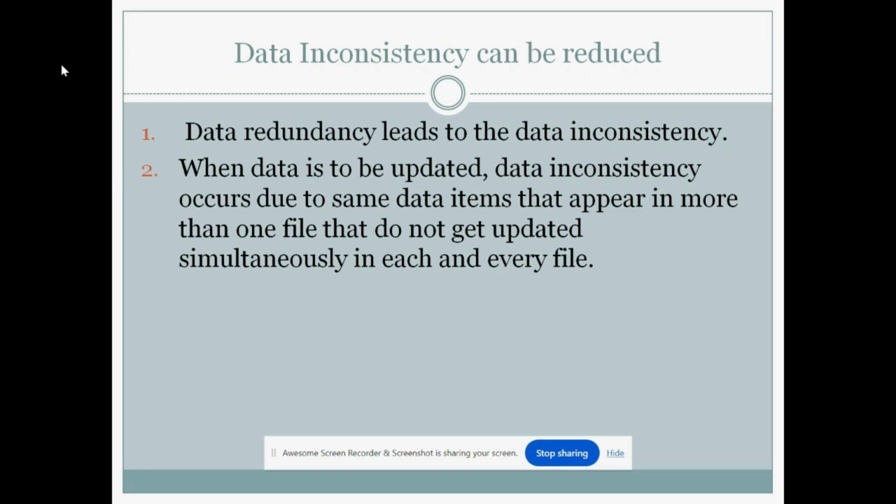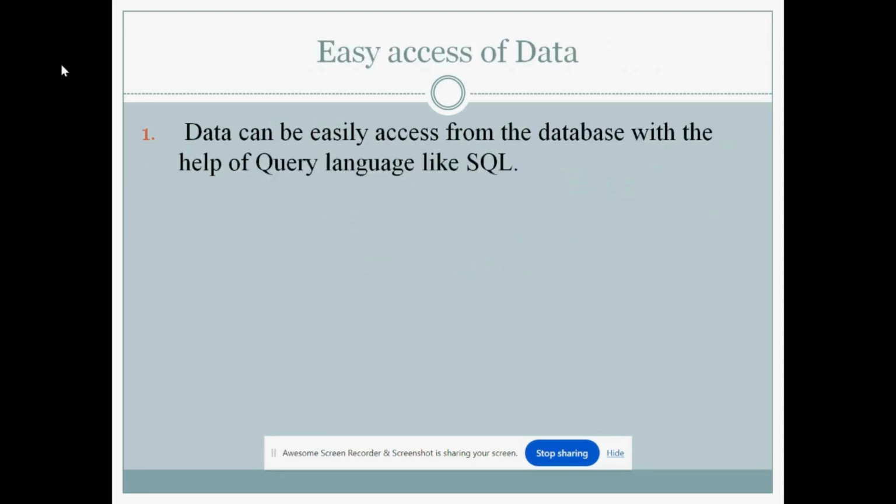Now coming to the example, let's say a student personal file and a student hostel file are maintained, which have registration number, name and branch as the common information in both files. If the branch of the student is changed, it is changed in the personal file but not updated in the hostel file. This leads to data inconsistency.